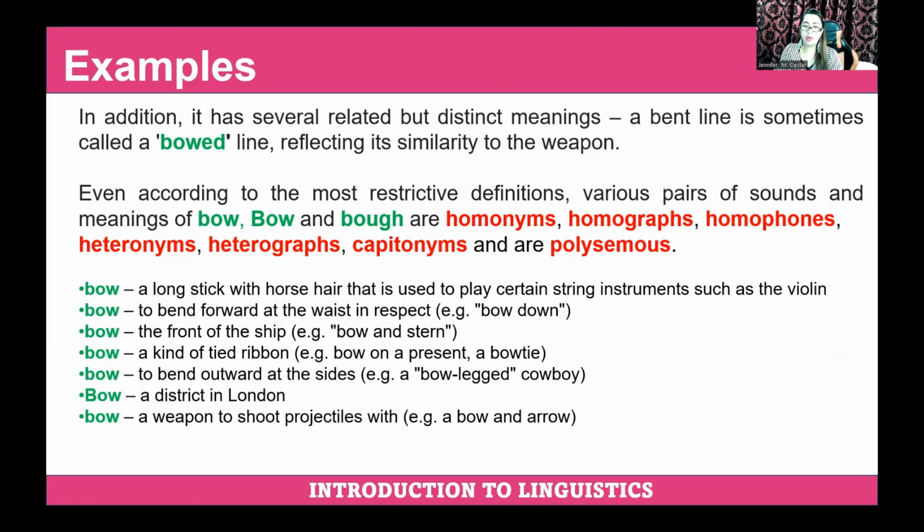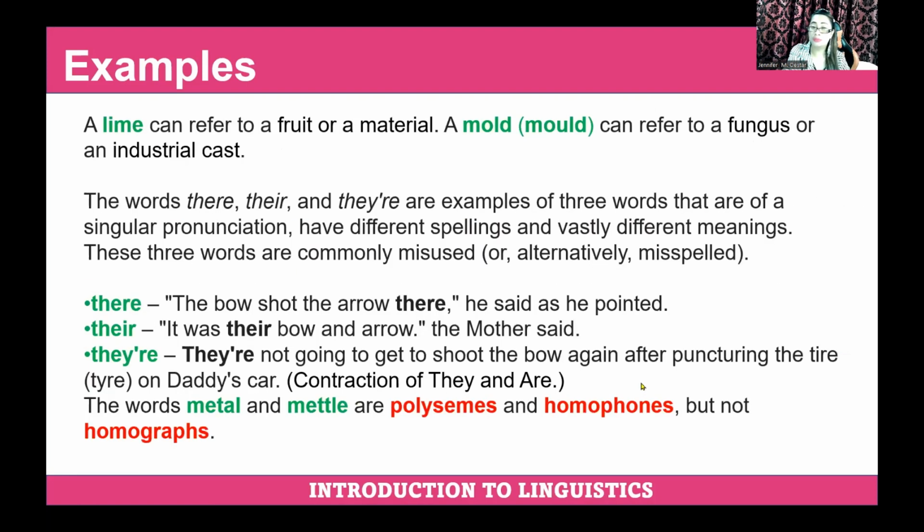Bow-legged cowboy. So, ano siya? Fifth B-O-W. Then the sixth B-O-W is a district in London. And the last B-O-W in spelling, a weapon to shoot projectiles. Example, bow and arrow. So, that's the last B-O-W. How many B-O-W do we have? 1, 2, 3, 4, 5, 6, 7. So, imagine 7 words with different meanings and same spelling. So, we are not just sure paano ba? Nag-iba-iba ba siya ng pronunciation? Between a bow and a bow.